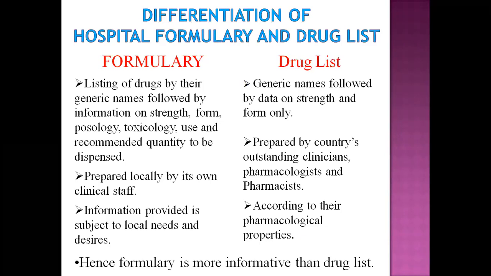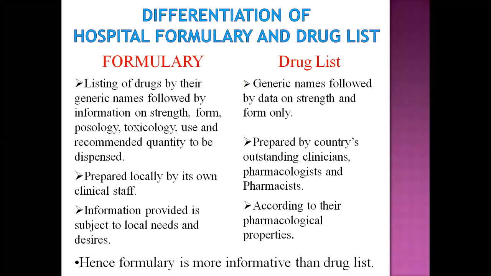Drug list, nothing but, for example, paracetamol. Paracetamol is a drug. How many brands are available of paracetamol and how many strengths? 500, 325, 125 in the liquid, solid, or injectable. Whatever the brands available, they are listed as a drug list.